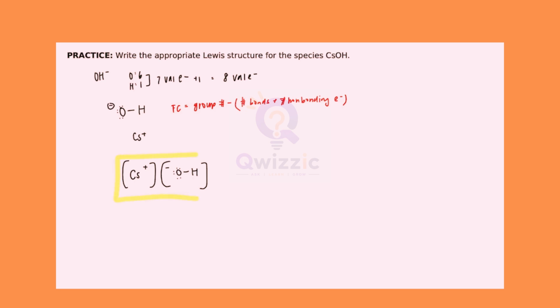So this is going to be my final answer for this problem. Again, we have open bracket Cs plus, close bracket. Then open bracket again, we have our OH with 3 lone pairs on the oxygen, giving the oxygen a -1 formal charge, and then close bracket. So that's going to be our appropriate Lewis structure for our species CsOH.